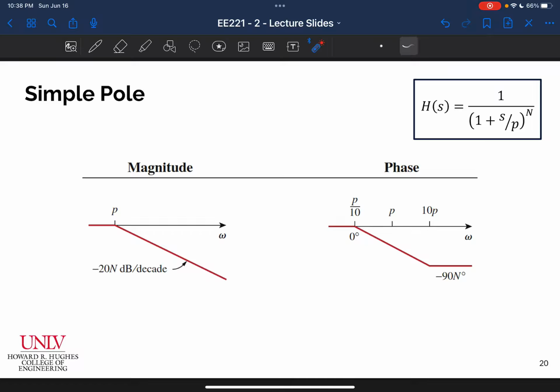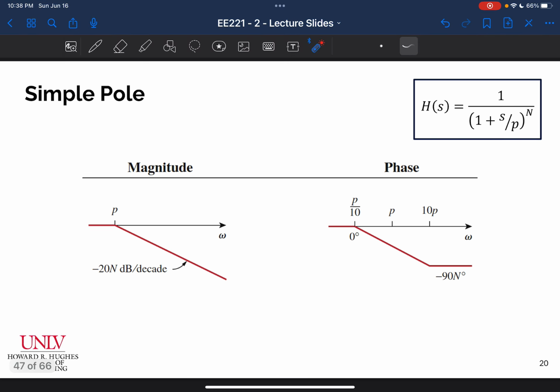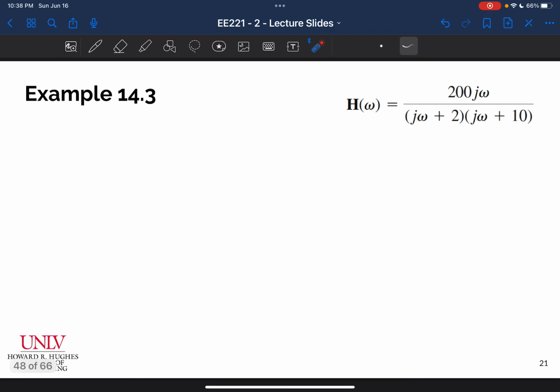Okay, so I'm going to go ahead and end this video here. In the next video, we're going to do an example where we look at a transfer function, split it up into its factors, and then sketch the Bode plots. Now that we have all the tools we need, we can go ahead and solve some example problems.